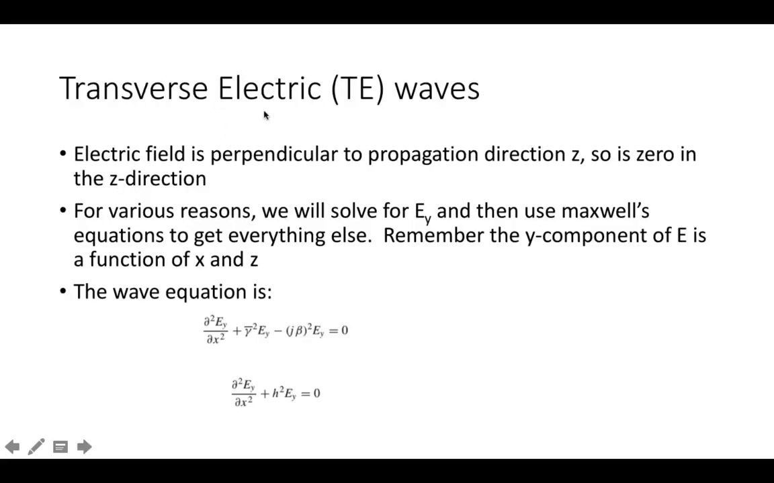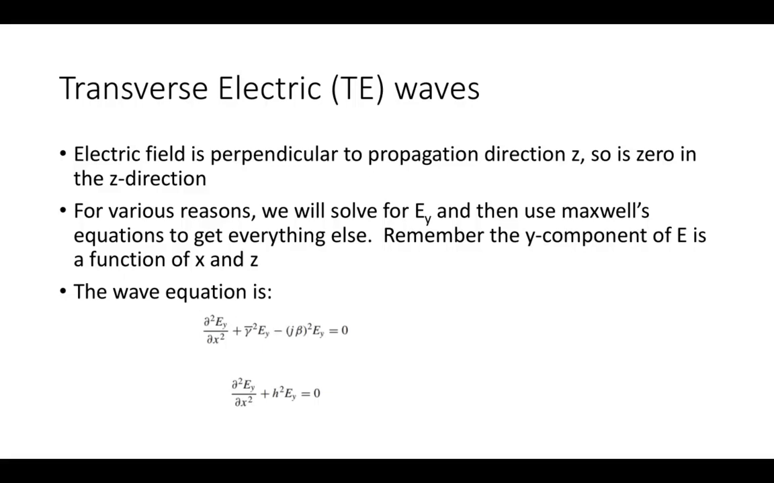So let's start with the case of the transverse electric wave, and in this case the z component of the electric field is 0. So the electric field is perpendicular to the propagation direction z, so it's 0 in the z direction, or no component in the z direction. So there is a value of the electric field, but the component of the electric field in the z direction is 0, so it's not pointing in that direction.